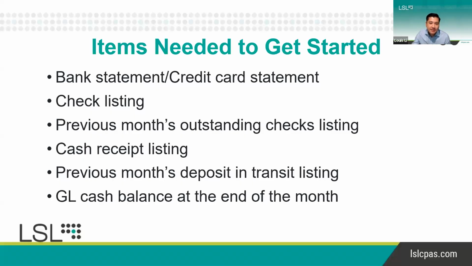So to get started, these are the most common types of reports you will need to use for reconciling your bank statement to the general ledger cash account. I have seen clients require additional information than stated in the slide. I'm presenting the minimum amount of reports needed to get started. So this includes bank statements, credit card statements. This one is mostly for reference, but it will come in handy later on. Check listings issued during the month, previous month's outstanding checks listing, cash receipt listing or deposits recorded during the month, previous month's deposit in transit listing, and the GL cash balance at the end of the month.